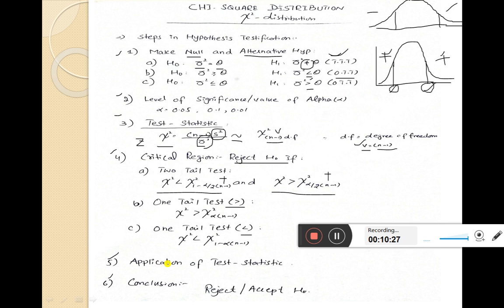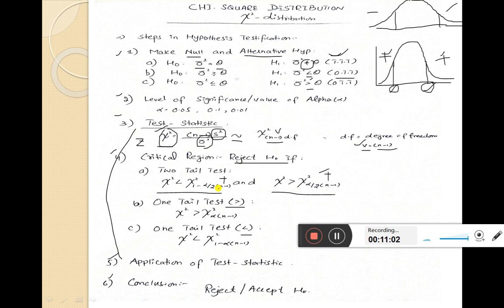Step number 5, application of test statistic, simply means that whatever formula we used in step number 3, we have to apply it here in step number 5 to get the value of chi. And step number 6, compare your critical values of chi with tabulated values of chi. The values we receive from the table are known as the tabulated value of chi. The formula we apply in step number 5 will give us this chi, and that will be our calculated chi.